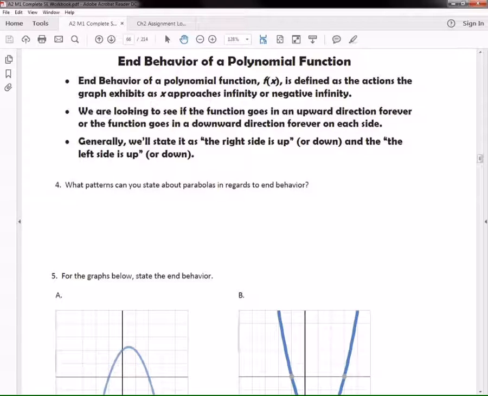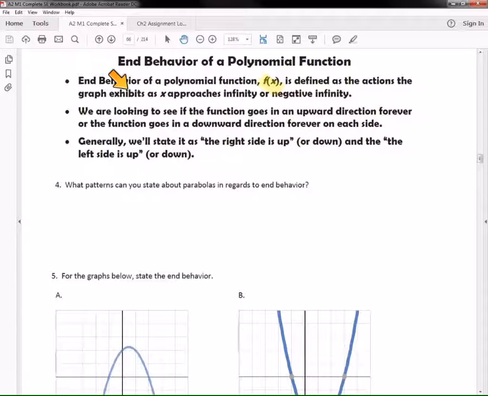End behavior is one characteristic that we talk about when we talk about polynomial functions. I have a bunch of things up here that talk about end behavior. Let's read them. End behavior of a polynomial function f of x. F of x is just the name of our polynomial function. Don't get tripped up by it. Is defined as the actions the graph exhibits.